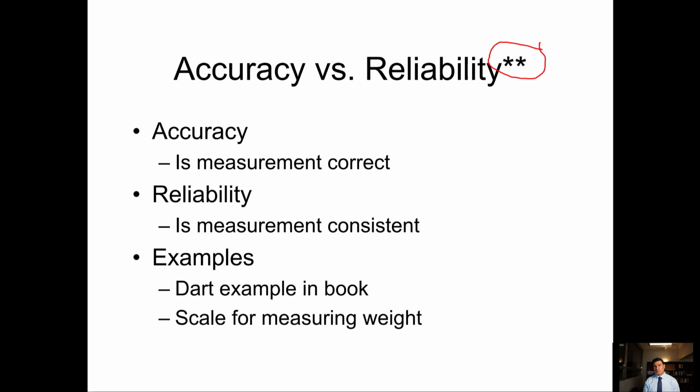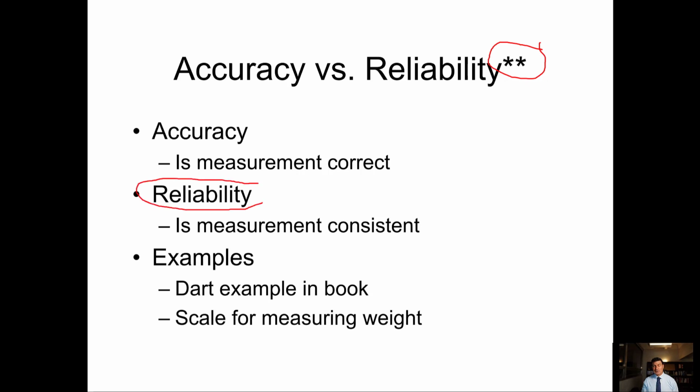So there's an example in the textbook about a dartboard. I could hit the same spot every time on the dartboard, but it probably would not be the center. So I'm reliable, but I'm not accurate. I'm not hitting the center, so I'm not accurate, but I'm always hitting the same wrong spot, so I'm reliable.